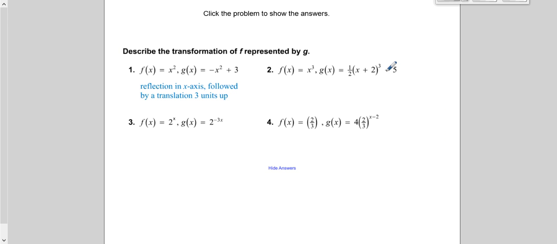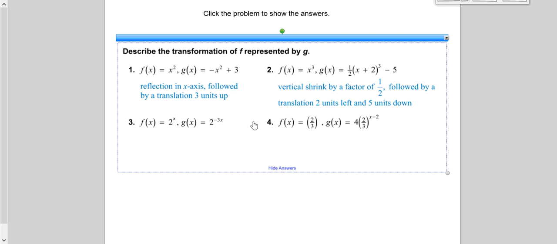And minus 5 on the outside? That's going to go down. And what about multiplying by 1/2? What does that do? Vertical shrink. There you go. It's okay if you're not writing these down. These are just the fast ones to go through to get us warmed up for the logarithmic and exponential functions.